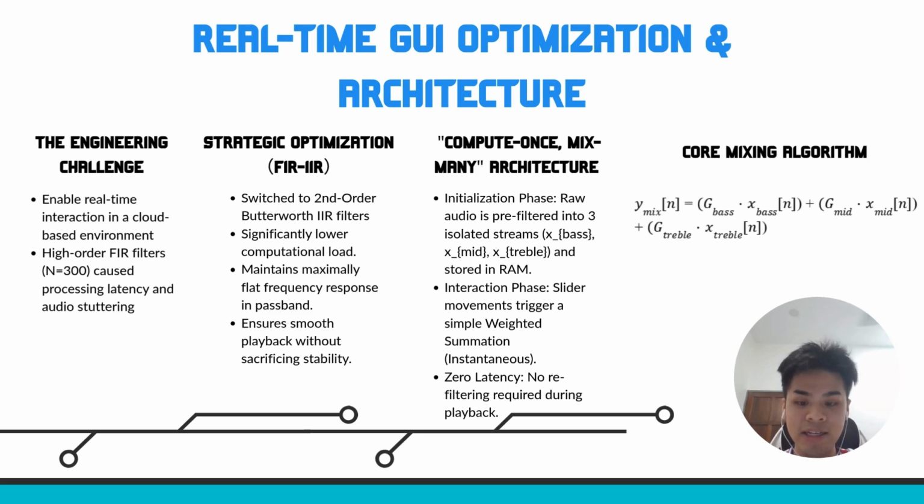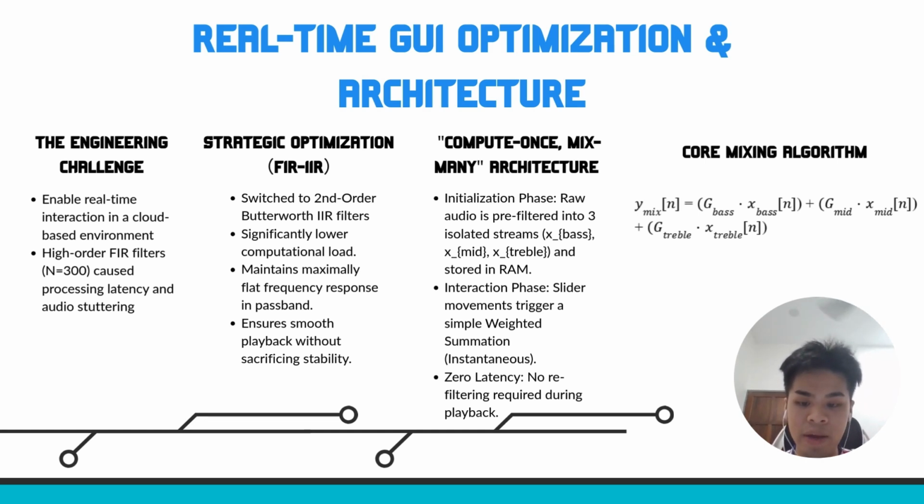Another challenge is that the filter we use in part 2 is an FIR filter. But the drawback is the computation is very slow, because whenever we use the FIR filter, we need to use an order equal to 300. Whenever we use an IIR filter to replace it, we only need to use a second order Butterworth IIR filter. As a result, this significantly lowers the computation load.